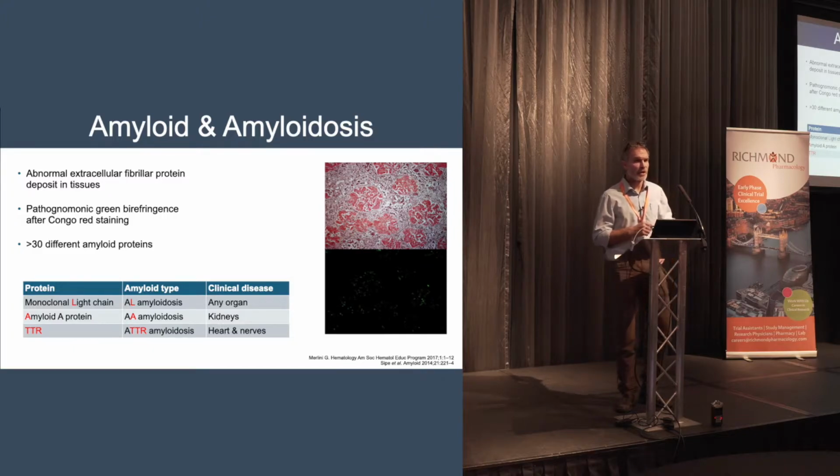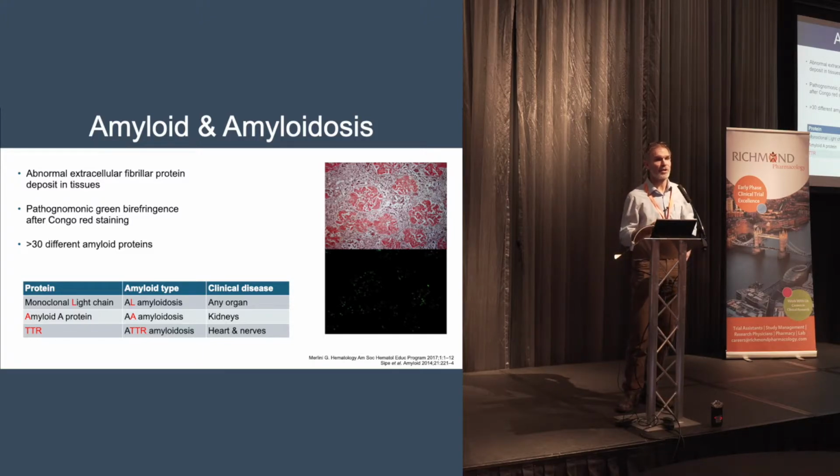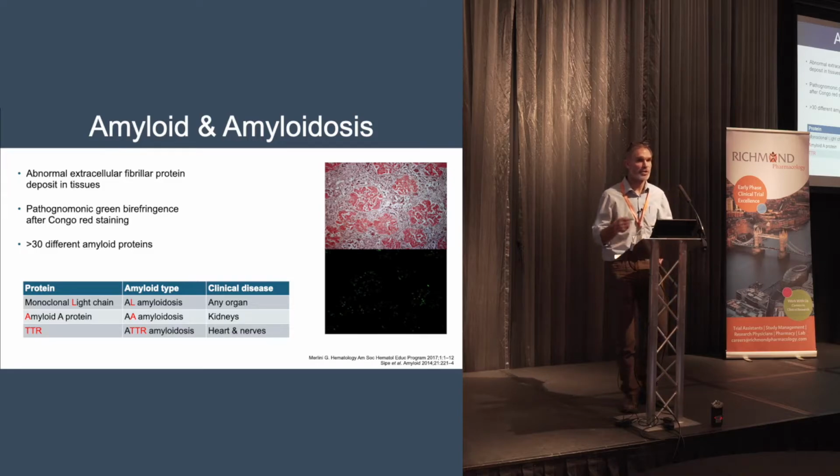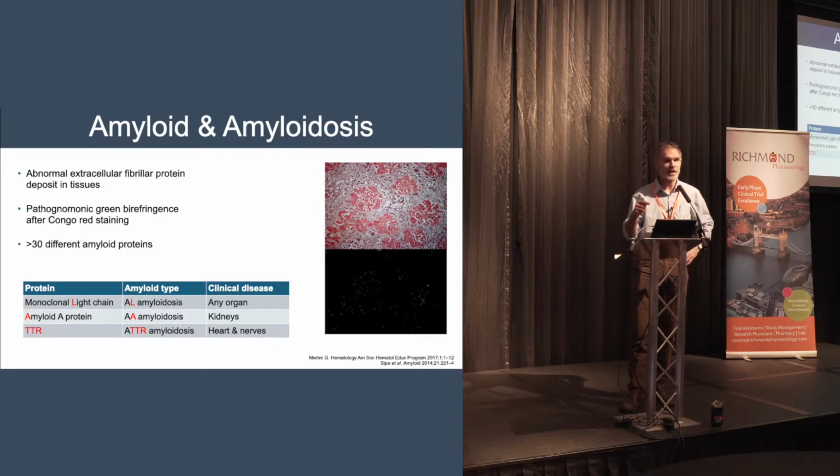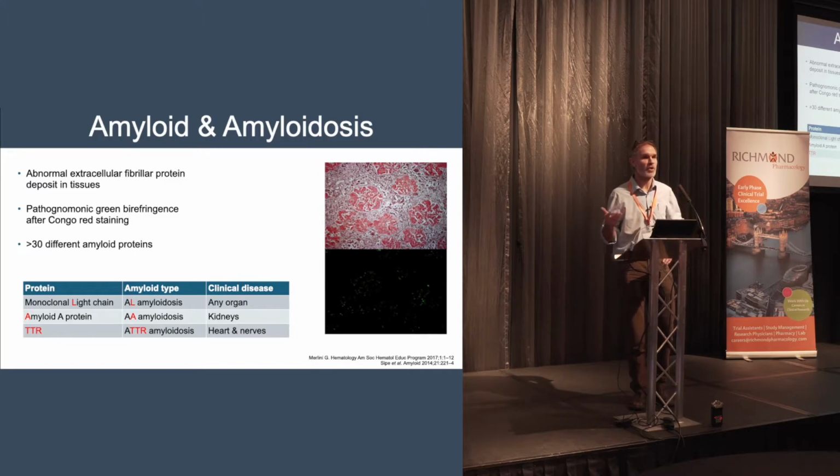And there are about 30 different proteins in vivo in the human body that can misfold and form amyloid fibrils in vivo. And they form the basis for the classification of the different types of amyloid. Okay, so many of you will have heard of AL amyloidosis, AA amyloidosis. All types of amyloid start with A, and the second letter stands for whichever protein it is that makes the amyloid deposits. So in AL amyloidosis, it's a light chain. In AA amyloidosis, it's a protein called amyloid A protein.